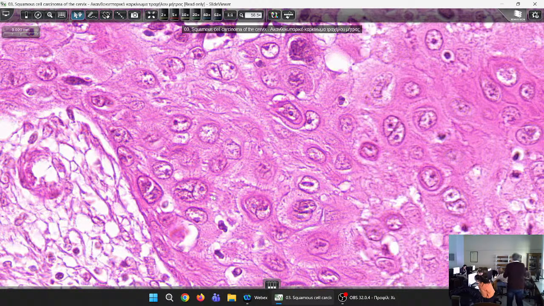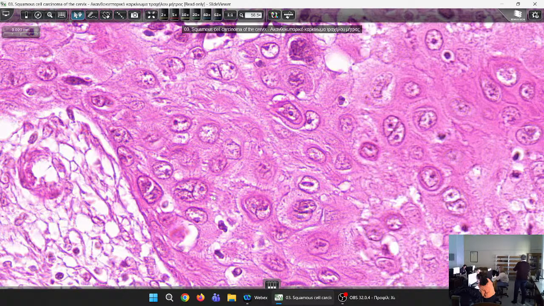However, this tumor is devoid of the most typical sign of keratinization, which is what? As we have seen in other carcinomas of squamous cell origin, the keratin pearls. There are no keratin pearls here. So it is not well differentiated, because if it were a well differentiated carcinoma, it would form many keratin pearls.